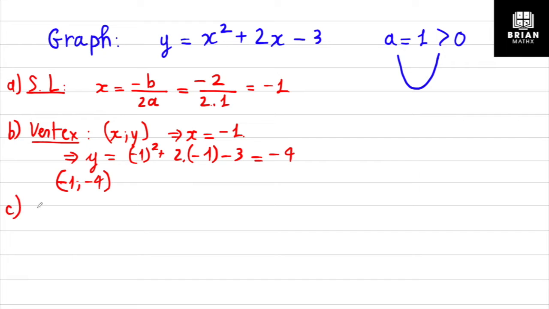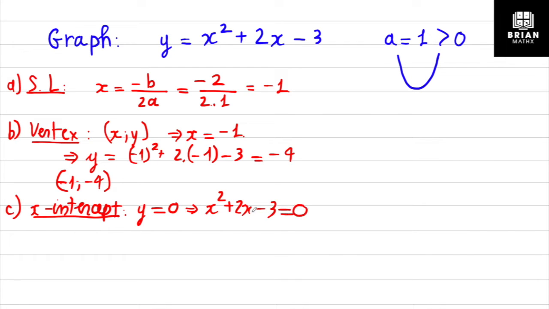The third step, you will find the x-intercept. The x-intercept is determined by putting the value 0 equal to y, and the function will become x squared plus 2x minus 3 equal to 0. Using the quadratic formula, discriminant, factorizing, or a calculator, you will find the value of x1 will be 1 and the value of x2 will be negative 3. So you have 2 x-intercept points: 1, 0 and negative 3, 0.